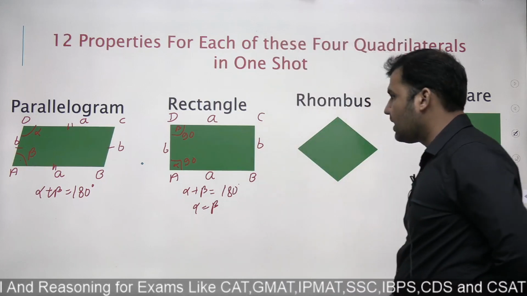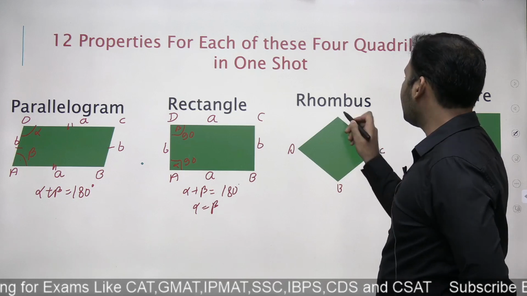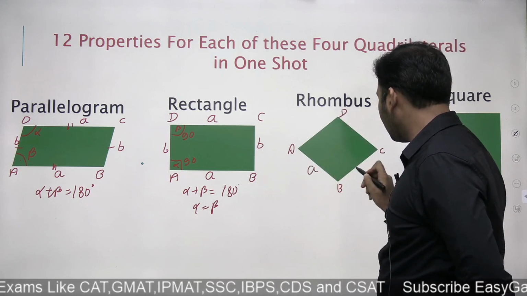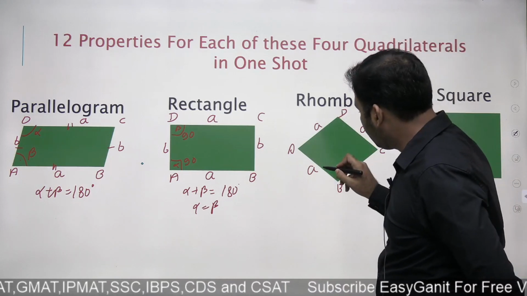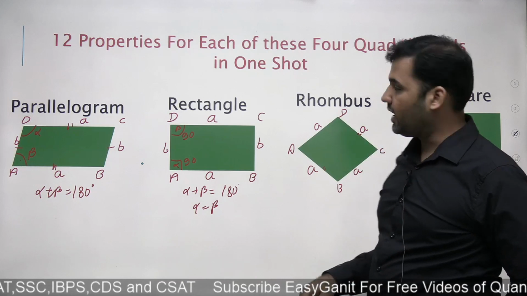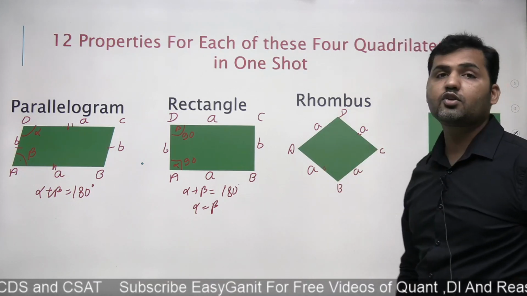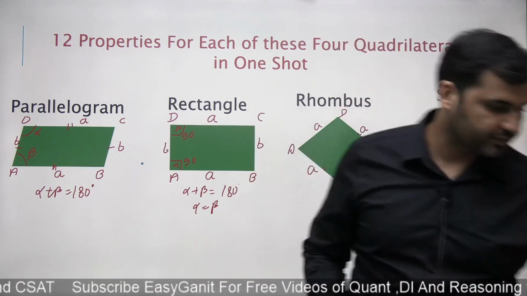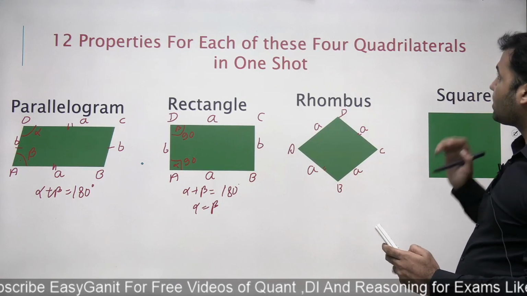What is a rhombus then? Rhombus, right? So a rhombus has all four sides equal. All four sides of a rhombus are equal and opposite sides will also be parallel. That means AB will be parallel to CD and BC will be parallel to AD. So these two sides will be parallel and both of these two sides will also be equal, right? Okay. And what is a square?